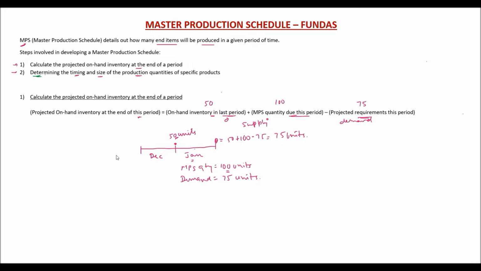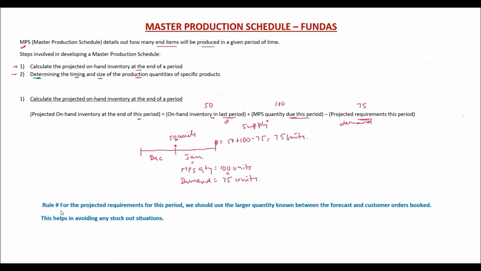Now with this calculation, there are certain rules. So let's look at one such rule. This rule says that for the projected requirements for this period, which is this part here, we should use the larger quantity known between the forecast and the customer orders booked. So basically, as we mentioned, this is the demand.